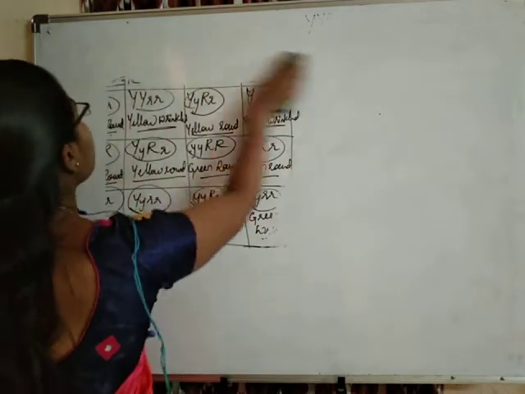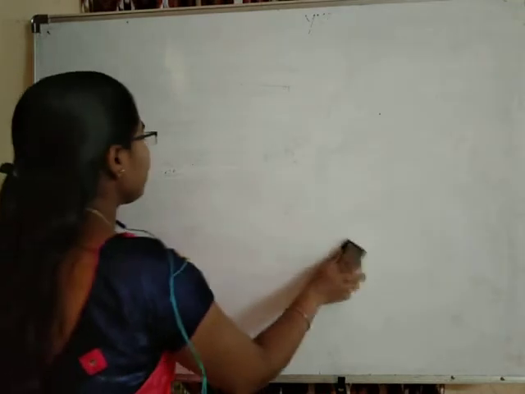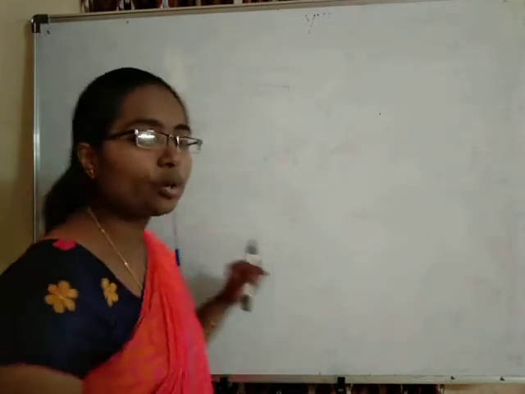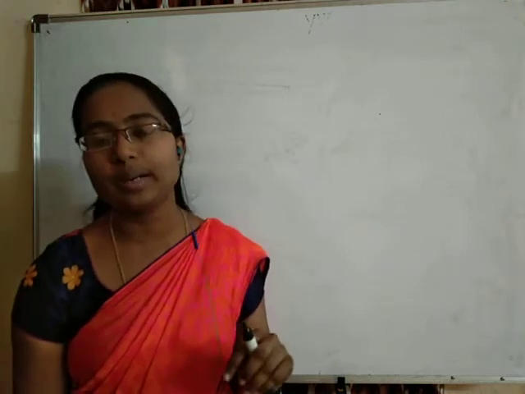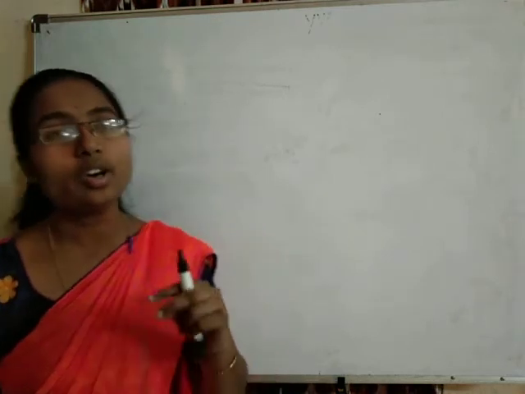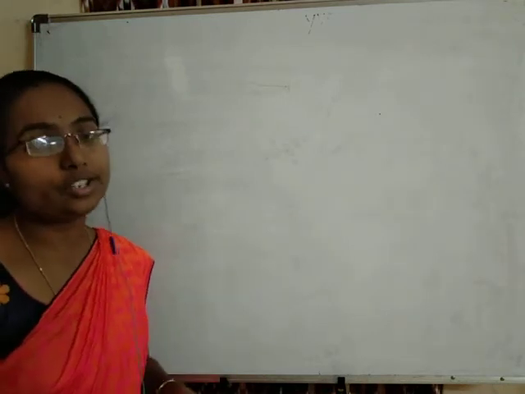Phenotypic ratios, and we have observed the genotypes also. Totally 4 phenotypes and 9 genotypes. Totally how many phenotypes are obtained in a dihybrid cross? 4 phenotypes are observed and 9 genotypes were observed in a dihybrid cross. Okay, in a dihybrid cross we have observed 4 phenotypes and 9 genotypes.